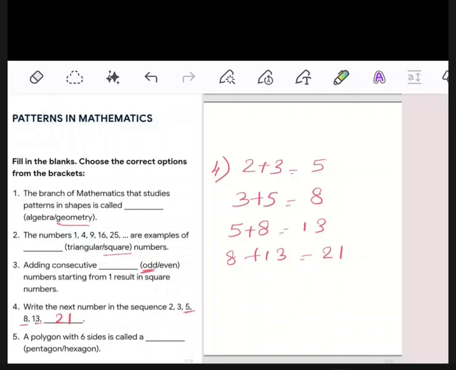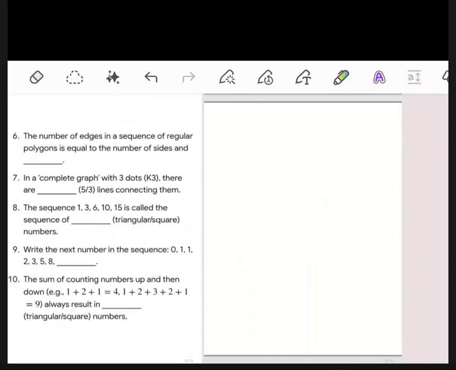Question number 5. A polygon with 6 sides is called, we already know the 6-sided figure, that is hexagon. Question number 6. The number of edges in a sequence of regular polygons is equal to the number of sides and dash. In a simple polygon, the number of sides, vertices, and interior angles are always equal. So, for a polygon, the number of edges is equal to the number of its sides and vertices. Vertices, also known as corners, or we can write corners.